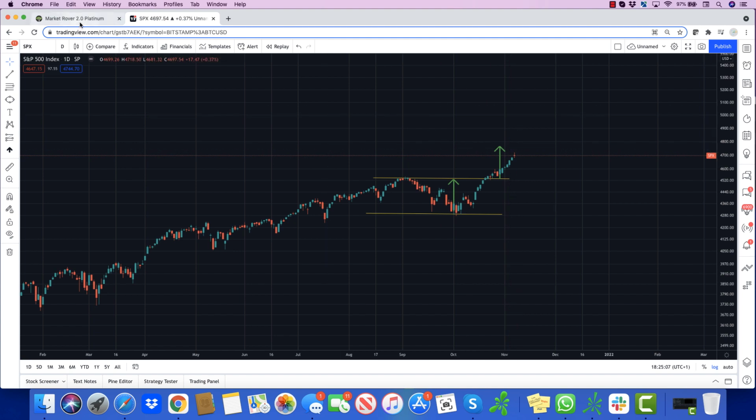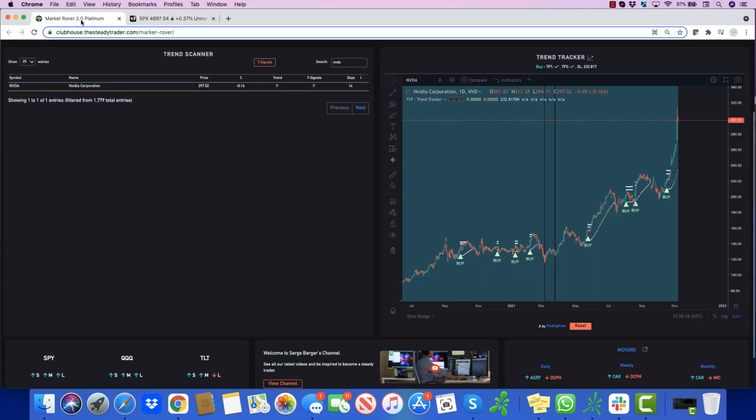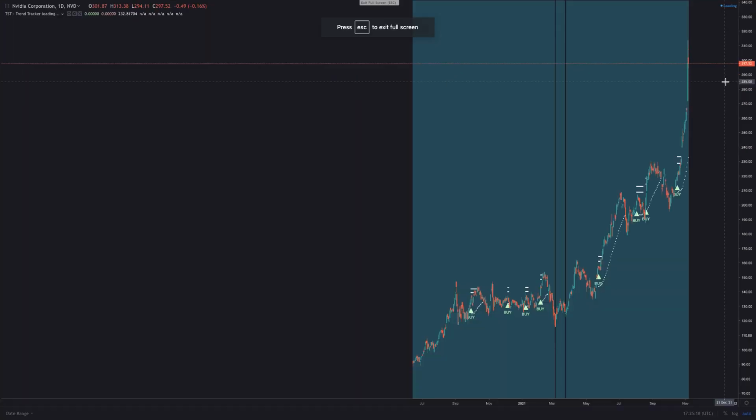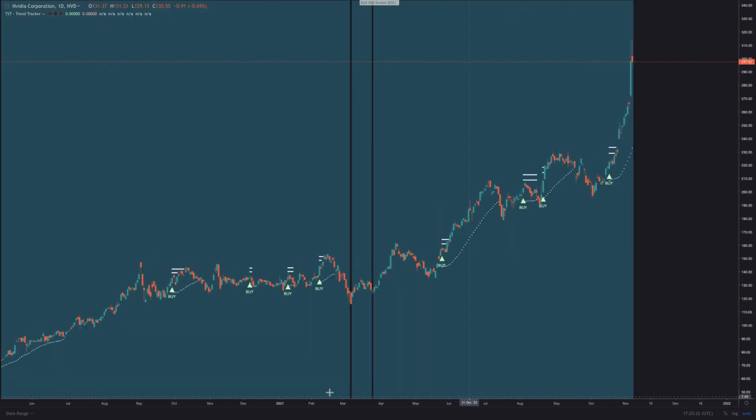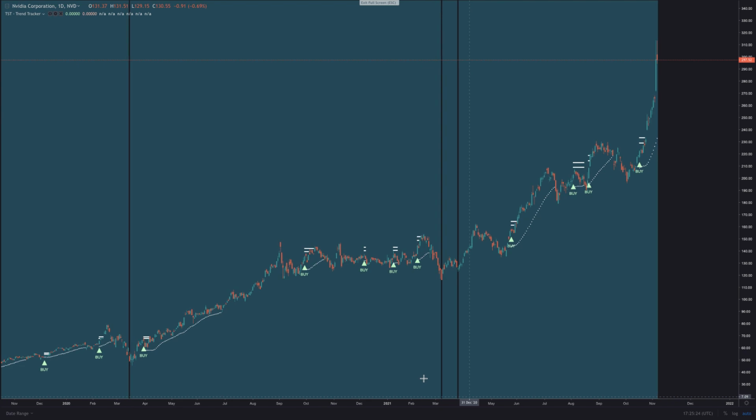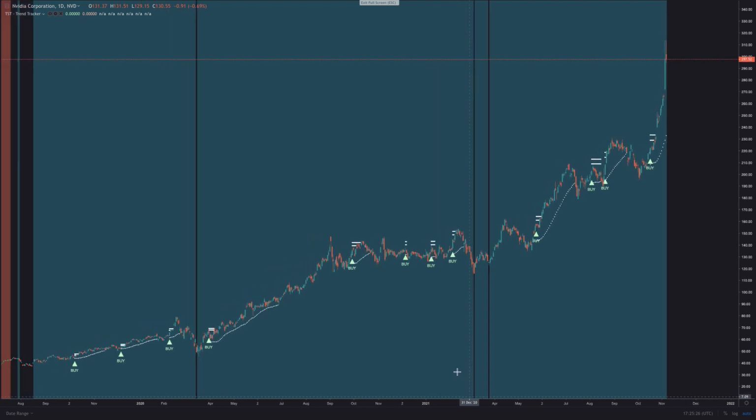Another way of doing it is what we do in our Market Rover trend following algorithm, which I think is quite a bit more powerful. Basically what we like to do there is, for the average stock, we work with a first and second profit target. So we take some chips off the table and then we can work with basically free money, or house money. And then you can let the rest rip with a trailing stop.